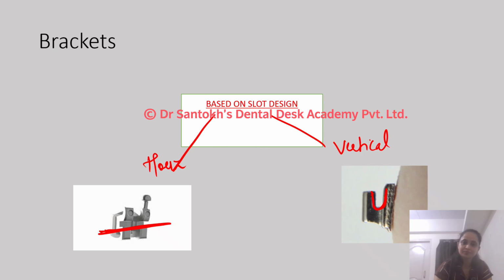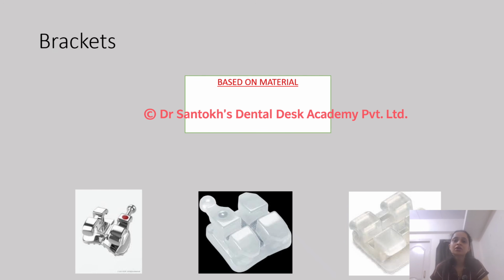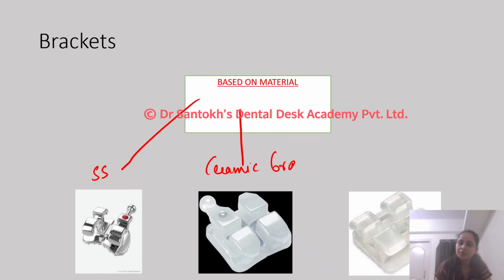Next, coming to the classification of brackets based on material. Various materials are used. These are the stainless steel brackets and these are the ceramic brackets. For patients who are very concerned about their aesthetics, who do not want any metal look in the mouth, you can give them ceramic brackets. So these are the ceramic brackets. These are the plastic brackets.